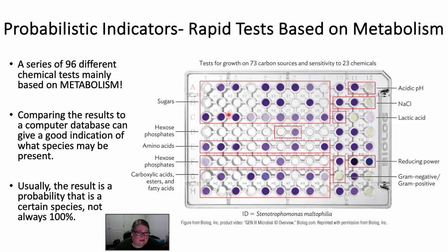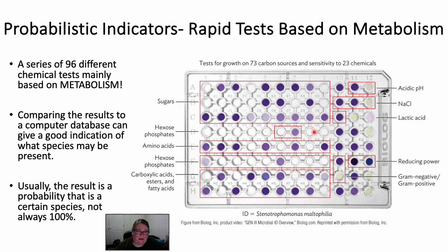One of the best things about this is anybody can set this up, and most of the time the reading of the probabilistic indicator is done by a computer. It will look at the results. For example, this one is whether it survives in an acidic pH or not. Does it produce lactic acid? Is it gram-positive or gram-negative? All these different things are things that we can use.